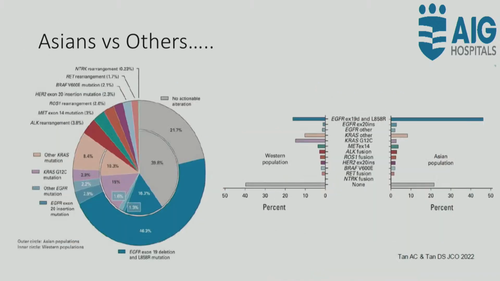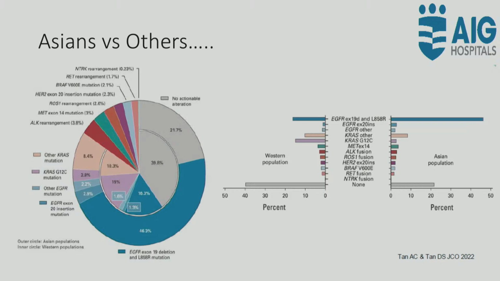If you look at Asians versus non-Asians, on the left-hand side you can see the concentric circles. The outer circle is the Asian population. You see that around 40% of this Asian population harbor that EGFR mutation. The rest of the 20% have some sort of actionable mutations, and the other 20% don't have any actionable mutations. Go back to the inner circle. In the inner circle, close to 45 to 50% of the patients do not harbor any actionable mutations.